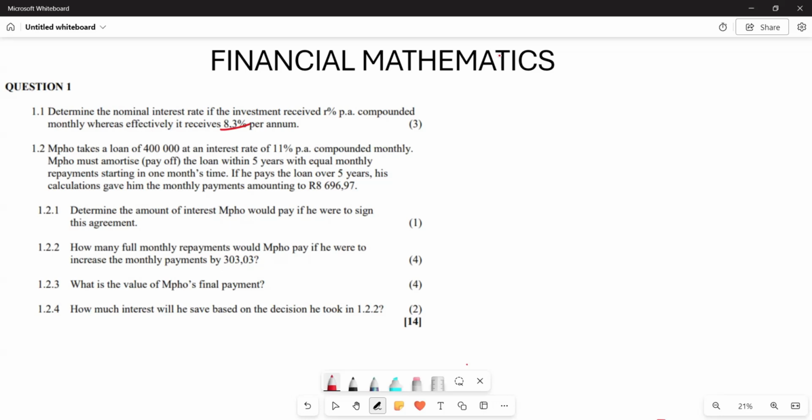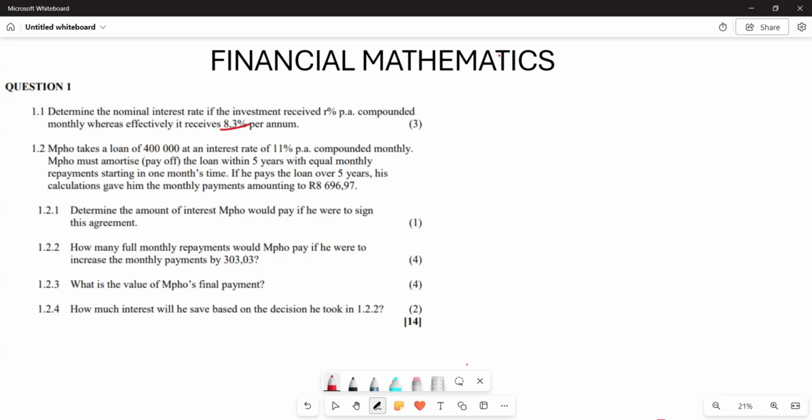Now, I want us to look at this compilation of financial mathematics past papers. We are going to try and do more and more past papers on financial mathematics so that we can have an understanding of how to go about answering such questions. Okay. Now, let's just get straight into it.